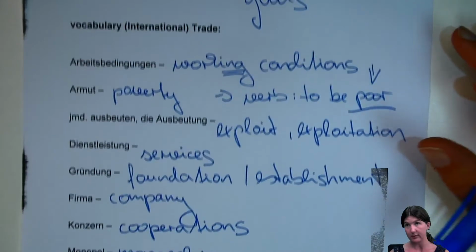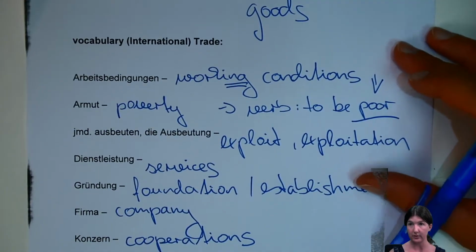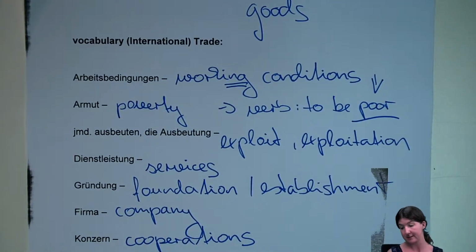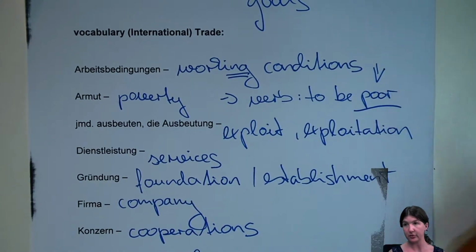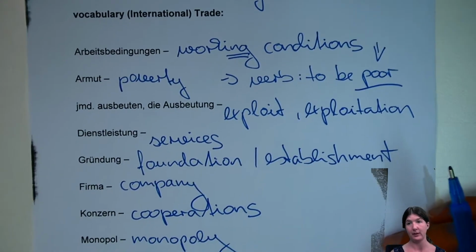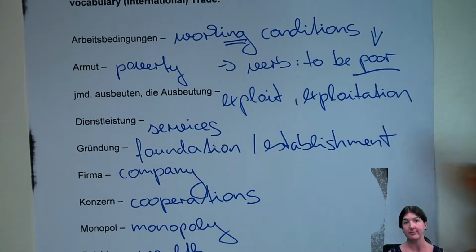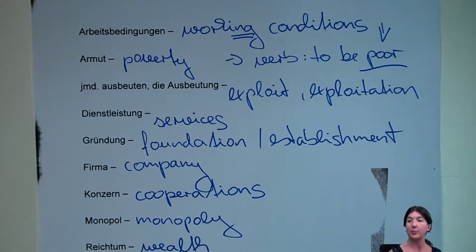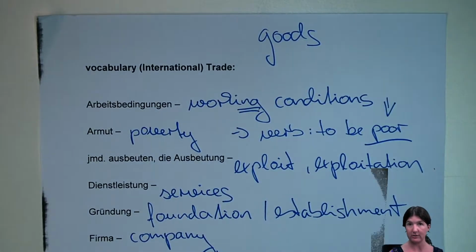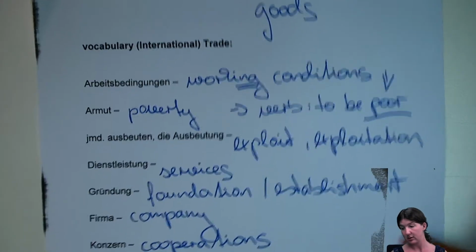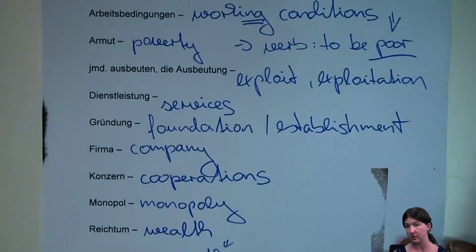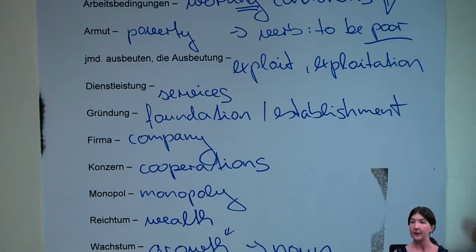Then, let's have a look quickly. Let's go through the words again. Arbeitsbedingungen, working conditions. Armut, poverty, to be poor as its verb, and the adjective, a poor person. So the adjective is also poor. Exploitation for Ausbeutung und Ausbeuten as a verb. Dienstleistungen are services as opposed to goods. You can sell or trade both. You can Waren- und Dienstleistungen, you can sell and offer them both.